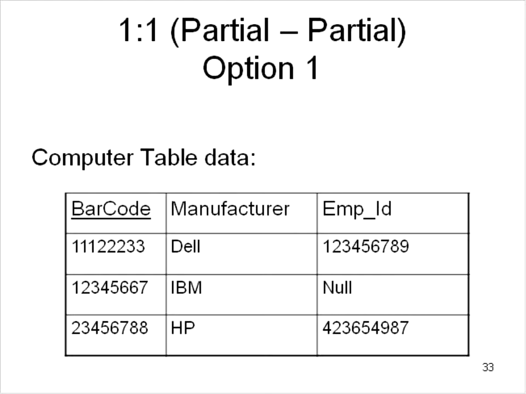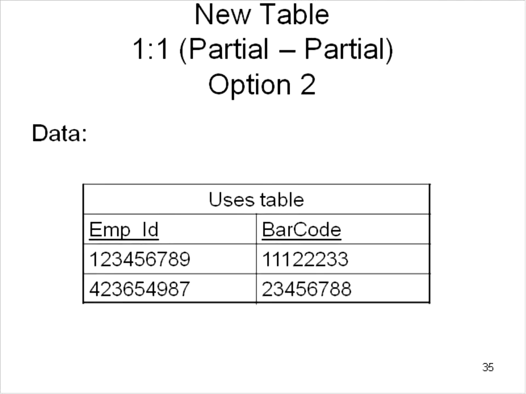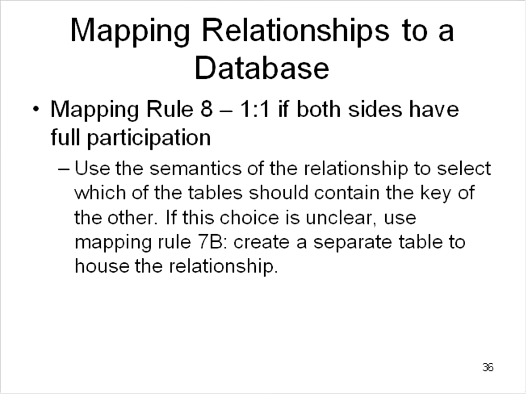And here is the data showing what was mapped in the last slide. Using option 2, we would have a table called users, much like the end-to-end relationship, that takes the primary key of the employee table and the primary key of the computer table, puts them together, and underlines them. That is the end-to-end relationship. It is just like the end-to-end relationship, but that is the second way of mapping partial one-to-one relationships. And again, we show some sample data.